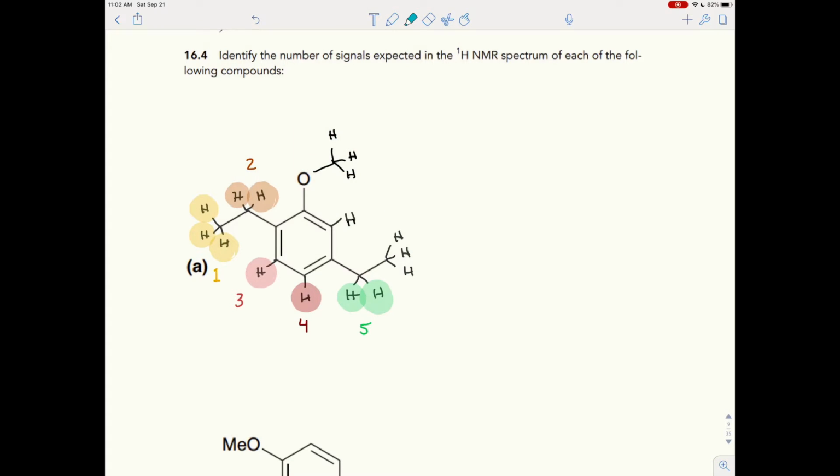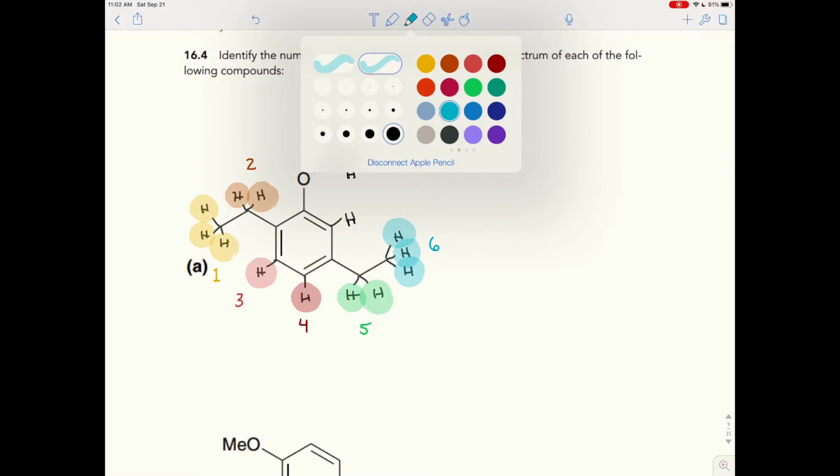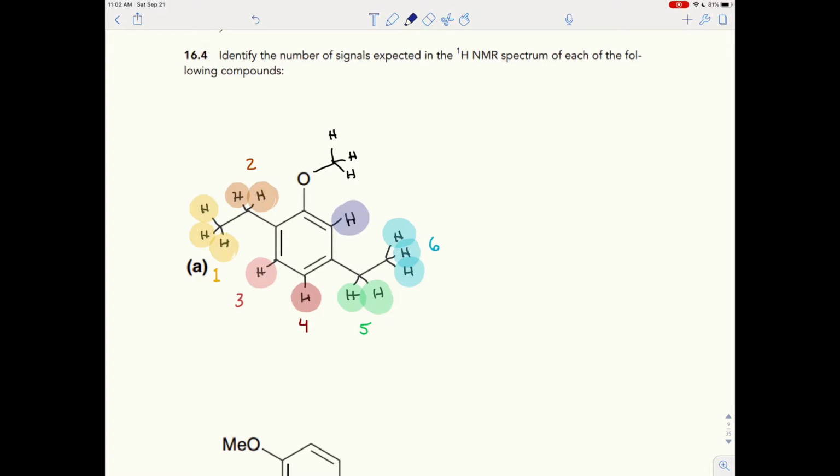Then these 3 hydrogens here, all of them have this whole molecule to the left and nothing to the right. So they're all in a unique electronic environment, and that's going to be a 6th signal. If we go on and look at this hydrogen, that is on the ring, so kind of like 3 and 4, but notice it's surrounded by different stuff. It's 1 away from the methoxy group and 1 away from the ethyl group. Neither of these were in that electronic environment. This is a new electronic environment, and it'll give rise to a different signal.